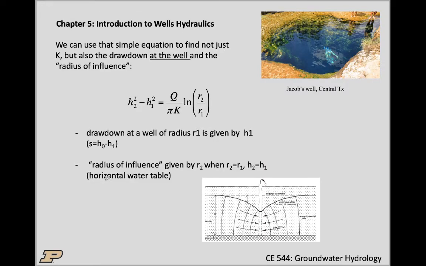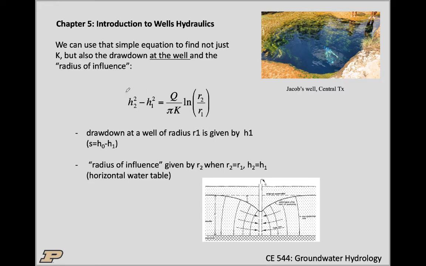Now, moving on, just a last quick note on those steady state cases for confined and unconfined. And again, Jacob's well here in Central Texas, the same thing as the Yucatan well. This is basically a karst, so a Swiss cheese formation, where you can actually see the water table or the surface of the aquifer, right on the surface of the soil here. So that's kind of cool.